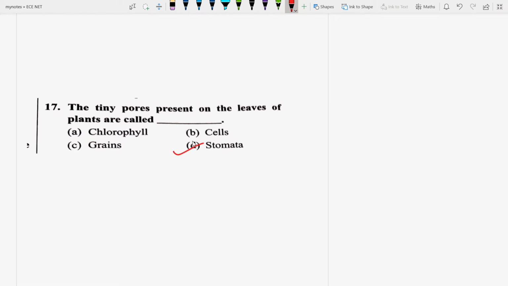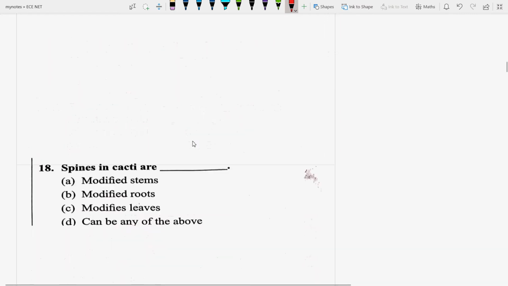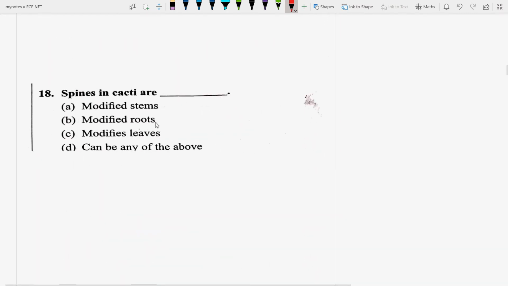Obvious, it is stomata. Next question is, spines in cacti are... Spines are the thorns that are found in the cactus plant, and cactus are likely to grow in the desert area. So spines in cacti are modified stems, modified roots, modified leaves, or it can be any of the above. See, you can say that it is modified leaves. Okay, it is the modified leaves.